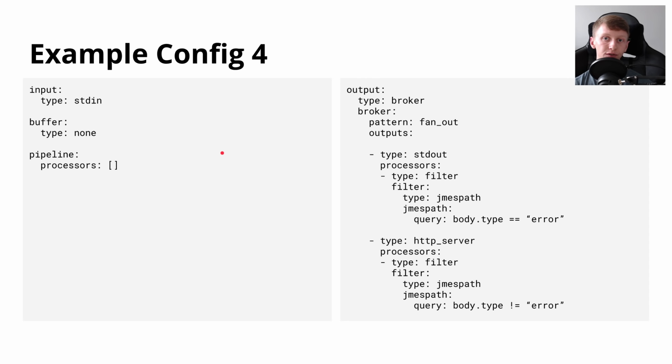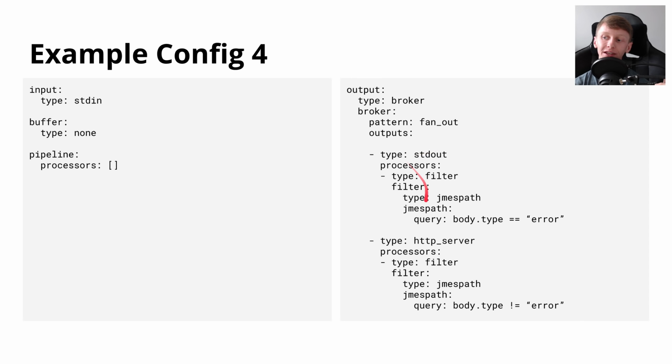Now every processor I've shown you so far has been in the pipeline section, and that's usually what we want because we want our processors to apply to every message coming through the pipeline. However, you can put processors on a particular input or a particular output, and that allows you to have different behaviors depending on which protocol is being used, where it's coming from, etc. And in this case, what we want to do is we want to set our broker to be fan out, which means every message gets routed to each of our outputs.